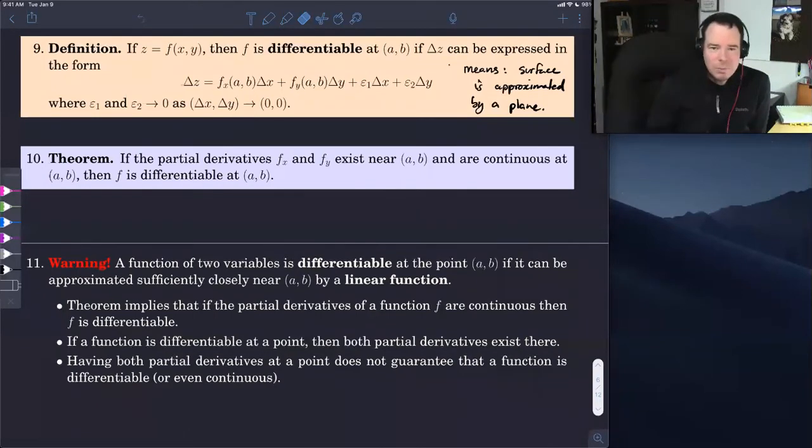The not so nice thing about this definition is it's hard to apply. The nice thing about this definition is it leads to a theorem which is more easily done in practice to verify differentiability. And that's the theorem here that says if you have partial derivatives f sub x and f sub y near the point that are continuous, then the function's differentiable. So that provides a nice check for differentiability. You should just work out the partial derivatives. It's not whether they exist or not that determines differentiability, but if they're continuous, then it's differentiable.